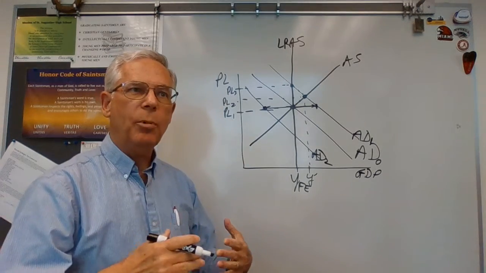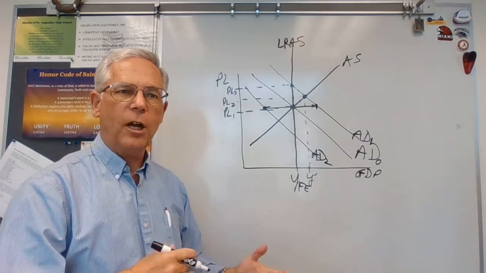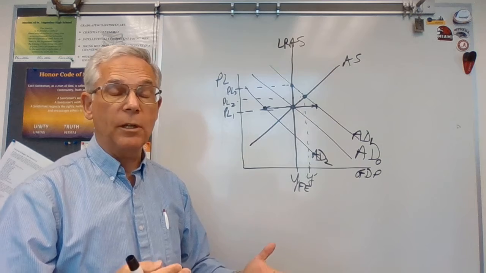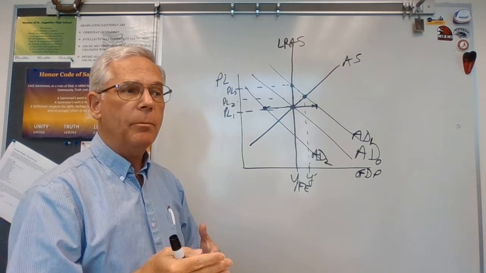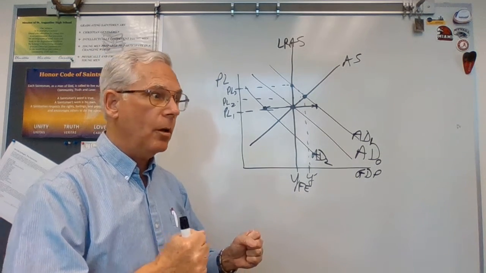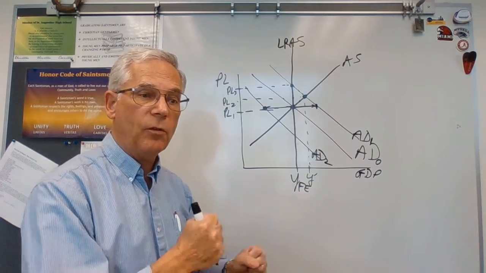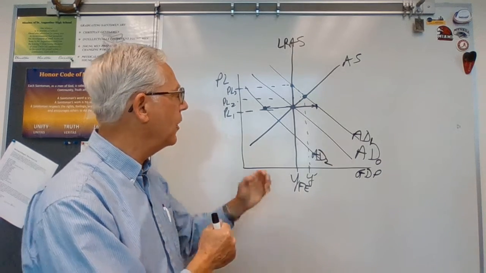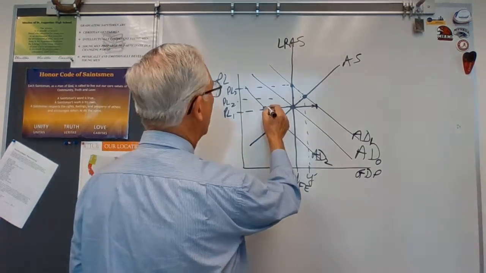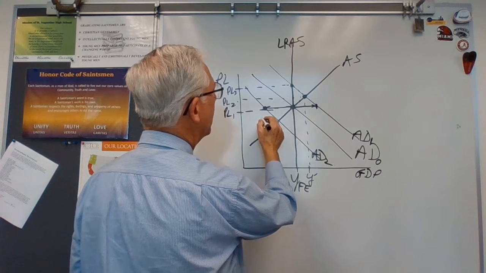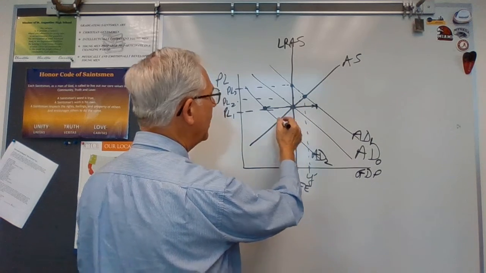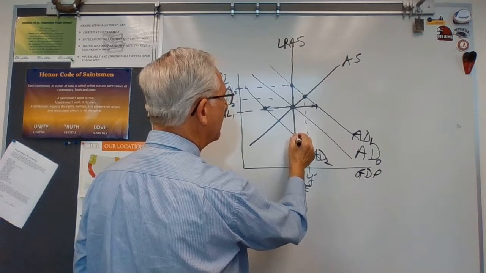Eventually, input prices are going to fall. People are going to lose their jobs. They're looking for jobs. They're going to be willing to take lower wages. People who have resources, nobody's buying the resources. They want to sell them. They're willing to sell them at lower wages. And eventually, we're going to see a decline in the price level, possibly. We could conceivably come all the way back to here.